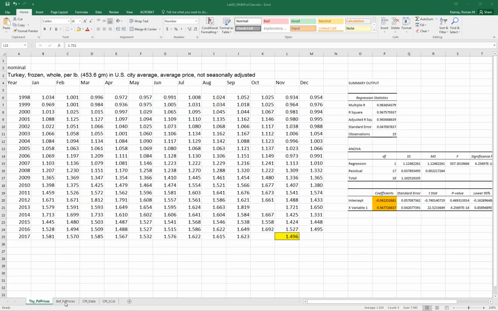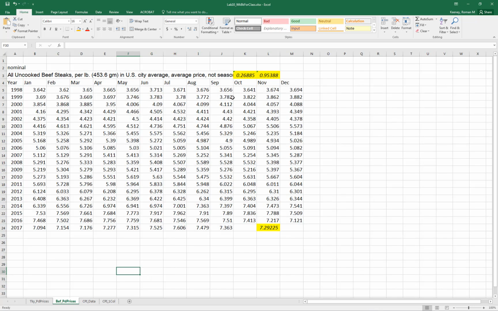Okay, let's go to the beef price information. And you can see here that he's got, this is index 2, so that's the intercept. Index 1, the first thing that comes out is the slope coefficient. And so he has those right here. Those functions are being generated using this column and this column. And then he uses a formula here, K3 plus L3 times J24, to predict the November 2017 beef price.